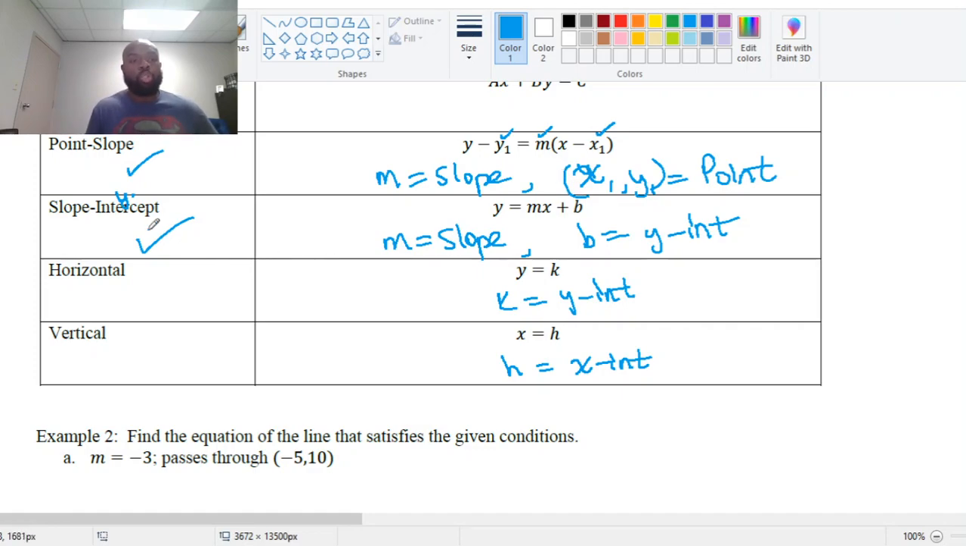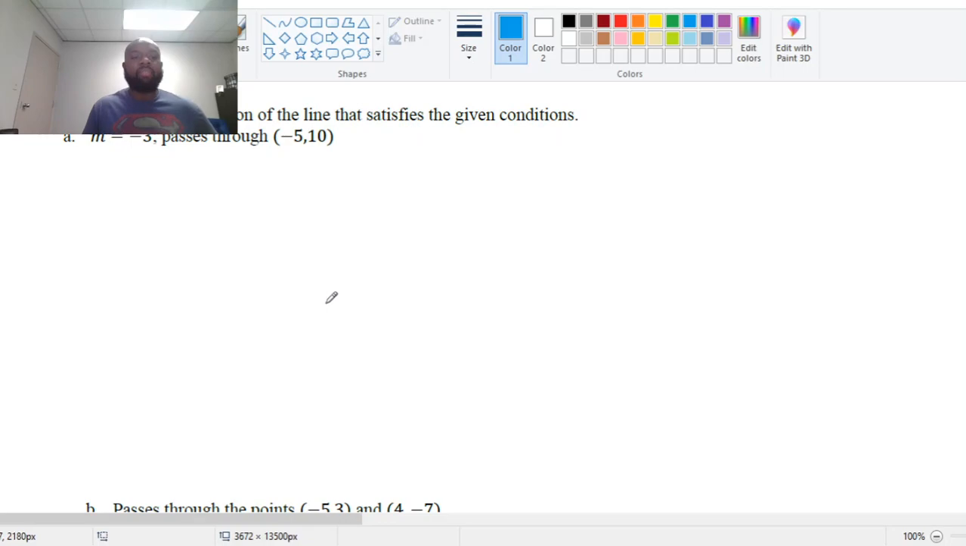Just so you know, usually we leave our equation of our lines in this form right here because it's really related to function notation. All right, but it's not a requirement necessarily. And so in this example, it says find the equation of a line that satisfies the given conditions. I have m equals -3, that's our slope, and we know that our line passes through the point -5, 10. Well, we're given a slope and a point, and so that's a great setup to use our point slope form of our equation of our line.